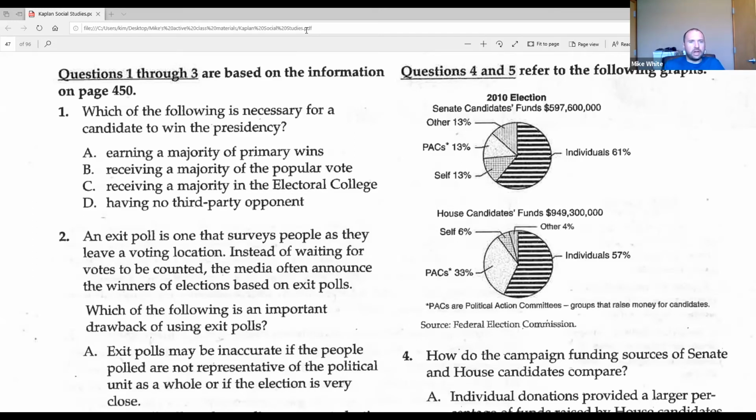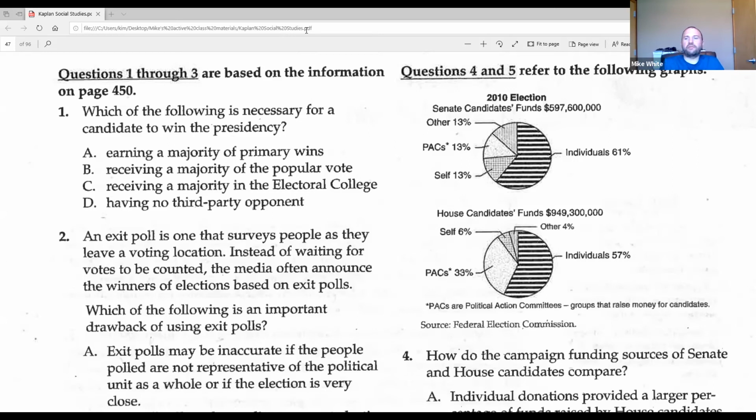So A, earning a majority of primary wins. Remember, primary elections are elections that happen before the general election. In the presidency, it's not necessarily mandatory that you earn a majority of primary wins. That typically is the case of the candidate, but it's not necessary. It is not something that must happen.